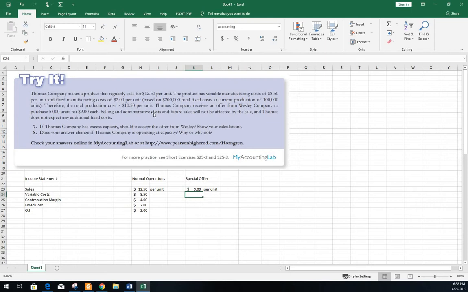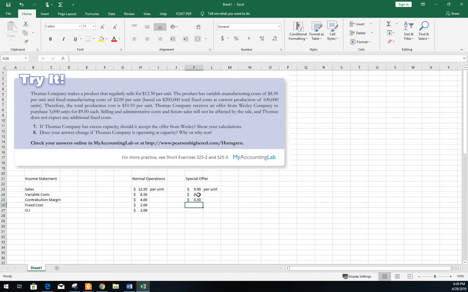$9 per unit, variable costs, let's see, variable costs $8.50 stay the same, because the more units you produce, the more variable costs you incur, and those are directly proportionate, so that's going to stay the same. And the contribution margin, $9 minus $8.50, 50 cents per unit.